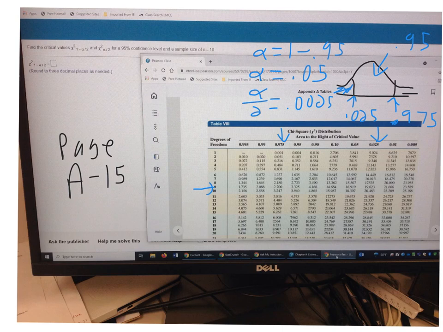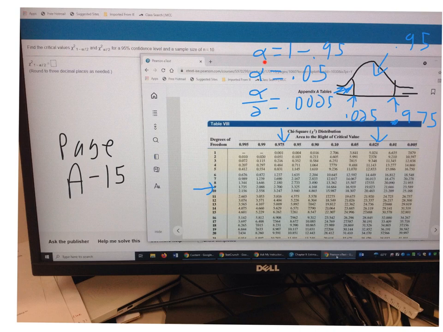So I got your question in the email. Find the critical values for a 95% confidence level in a sample size of 10. So they want you to draw a sketch here of the chi-squared distribution, and for a 95% confidence level, this area between here is 95% or 0.95.